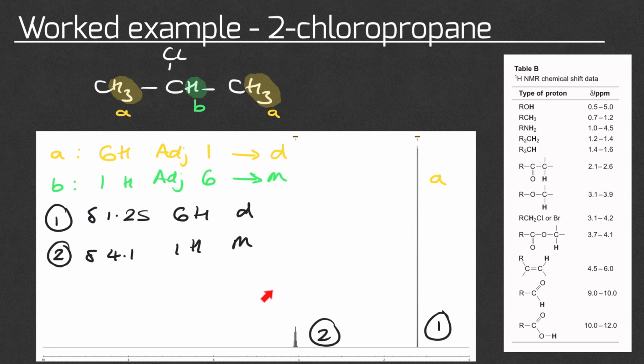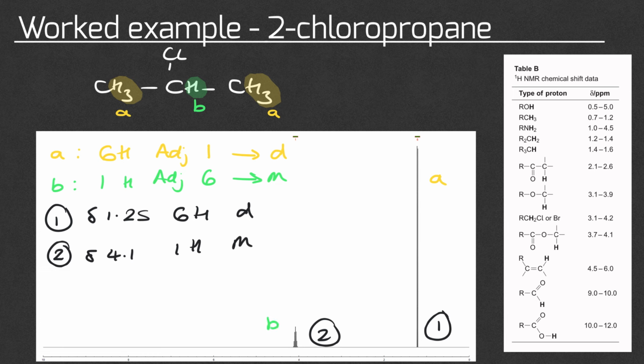In this case, peak 1 is environment A, as they both have 6 hydrogens, and it is a doublet as predicted. The chemical shift of 1.25 is approximately correct for an RCH3 group. Remember, we have to take additional electronegative groups into account. In this case, the chlorine will cause everything to be slightly downshifted.